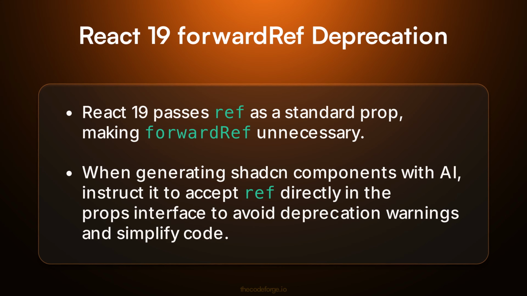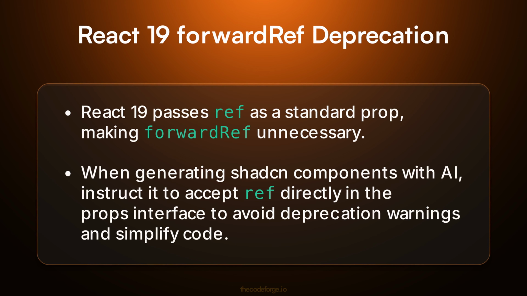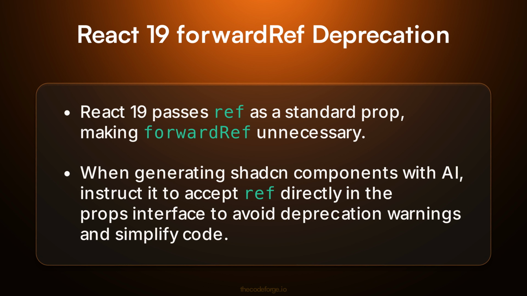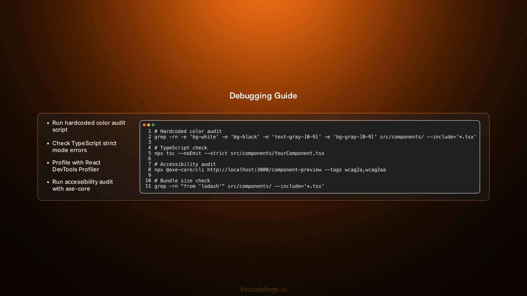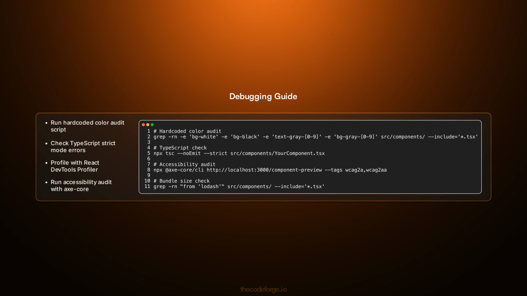React 19 passes ref as a standard prop, making forwardRef unnecessary. When generating Shadcn components with AI, instruct it to accept ref directly in the props interface to avoid deprecation warnings and simplify code. Use these commands to diagnose common issues.